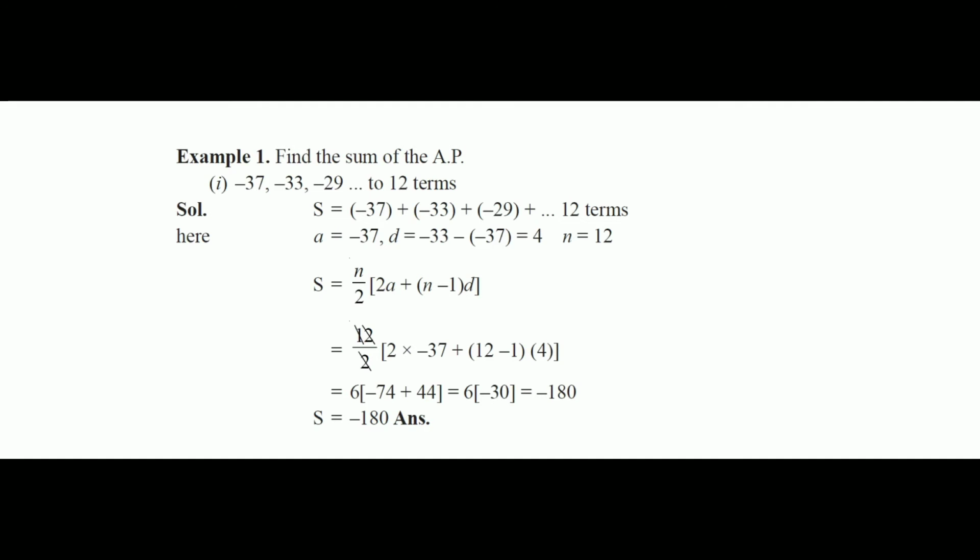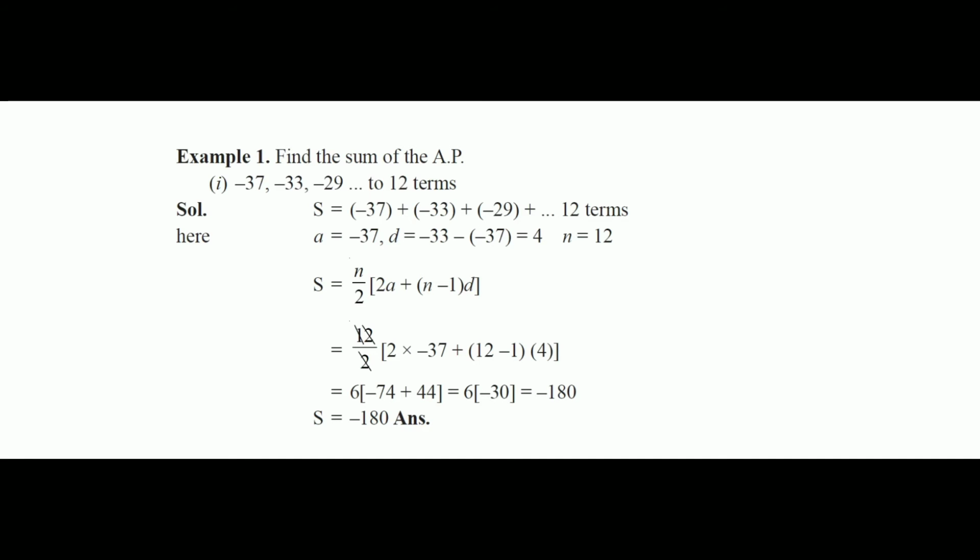We now have A equal to minus 37, D equal to 4, n equal to 12, and also the main thing S, the formula of sum of n terms of AP. S is equal to n by 2 bracket 2a plus n minus 1 into D bracket closed. Now we put the values. n is 12 by 2 bracket 2 into a, minus 37, plus n minus 1 means 12 minus 1 into D means 4. We have just put the values.